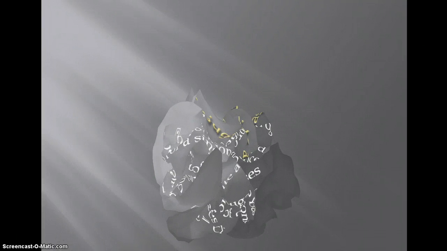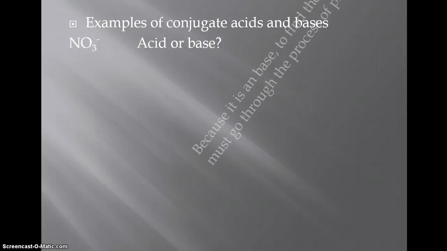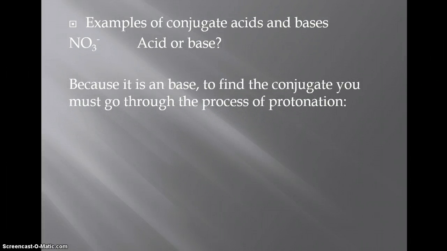Well, let's do another example here. What if you had, let's say, this nitrate here, NO3 negative? Is that an acid or a base? Well, it doesn't have a hydrogen ion or a proton out front to donate, and it's negative, so that means it can accept a proton. Therefore, by the definition, it must be a base. Because it's a base, what can I do to it to find its conjugate? Well, if my starting point is a base, then its conjugate would be an acid. That's the relationship between them.